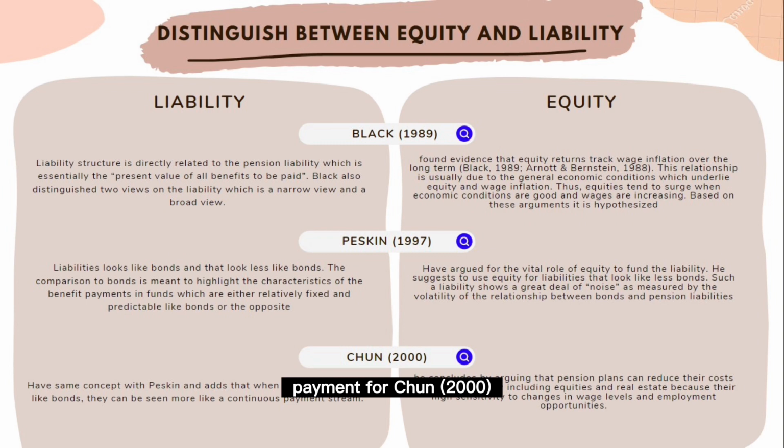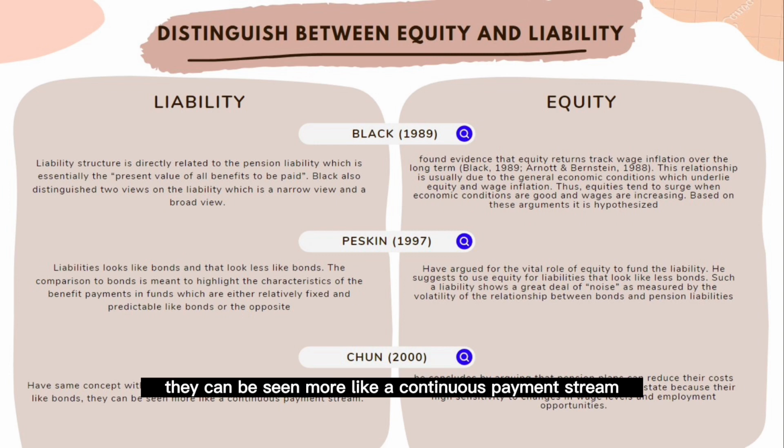For Chan 2000, Chan addressed the same concept as Peskin and added that when the liability looks less like bonds, it can be seen more like a continuous payment stream.